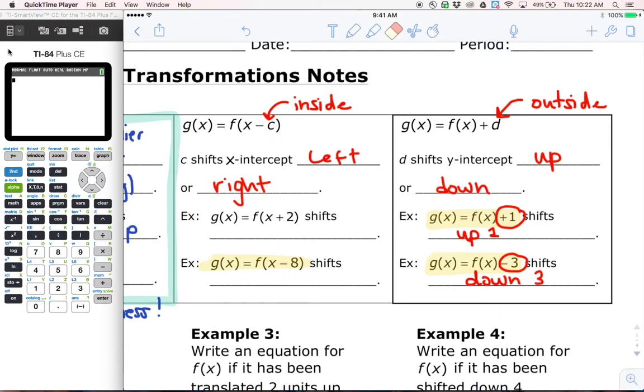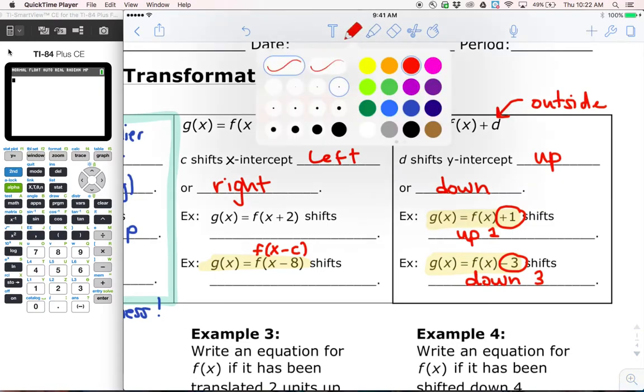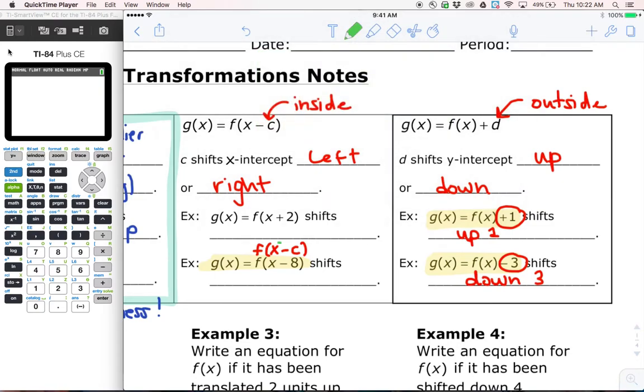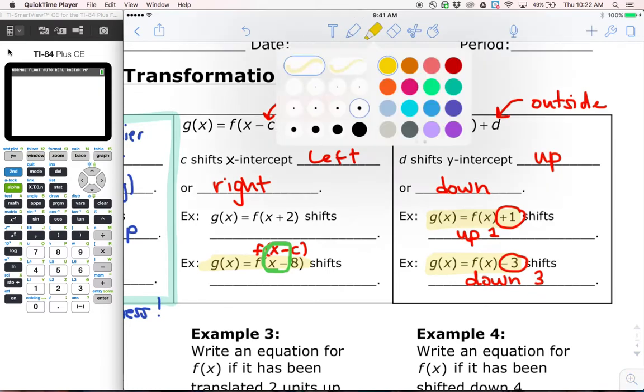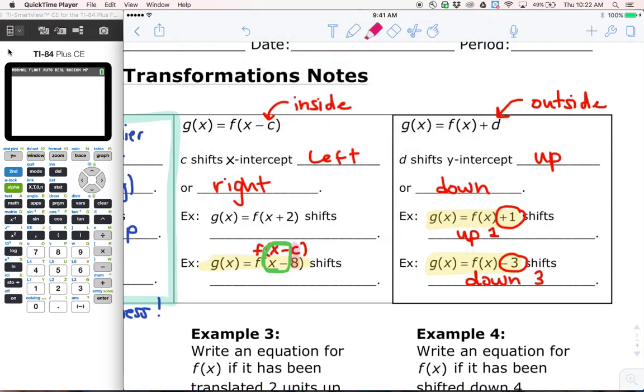Sorry, let me compare this to the original formula. Wasn't the formula f of x minus c? So what is c? Take a look here. We can do x minus, right? The x and the minus were part of the formula. So really, c is equal to 8.